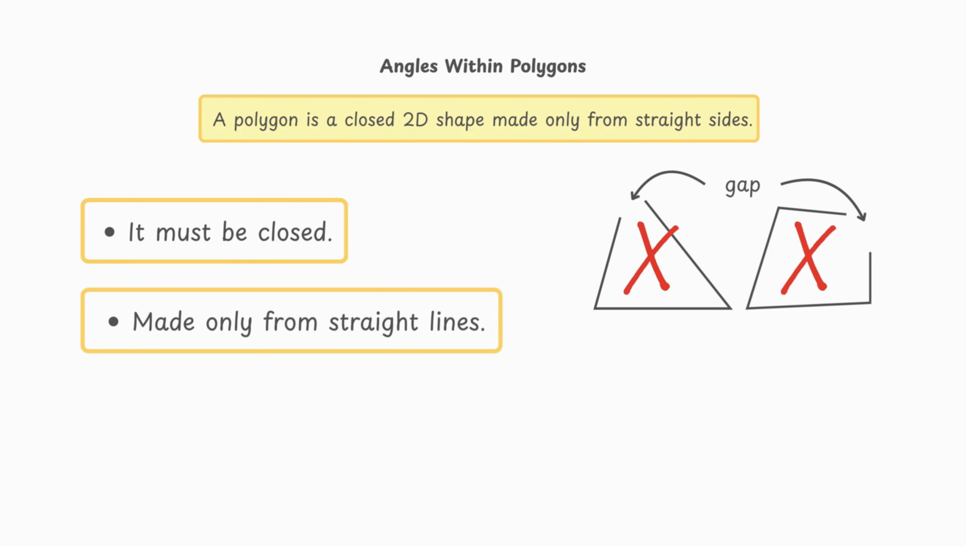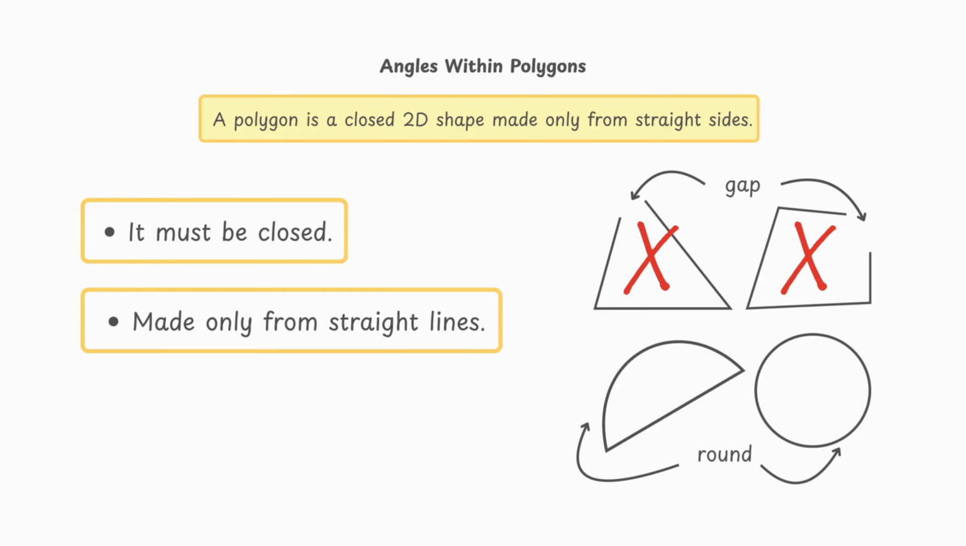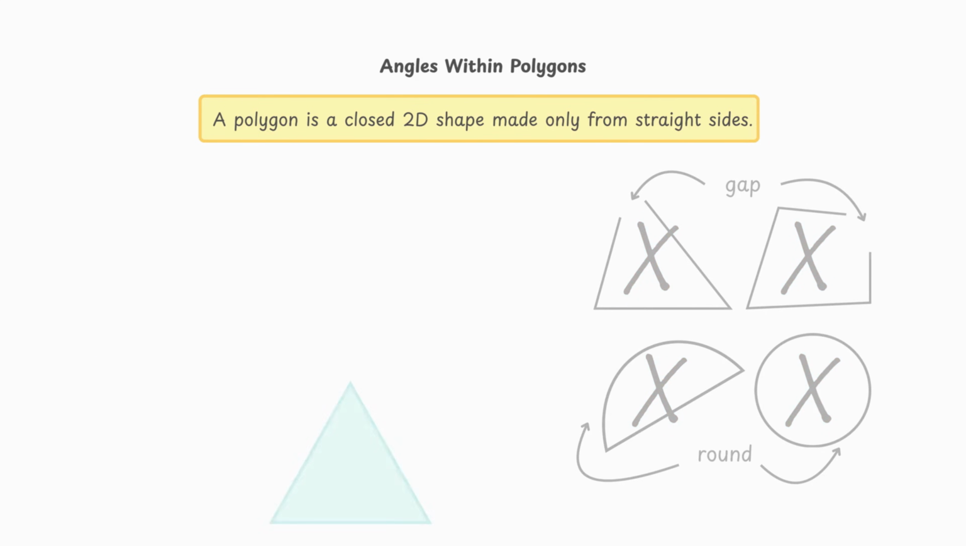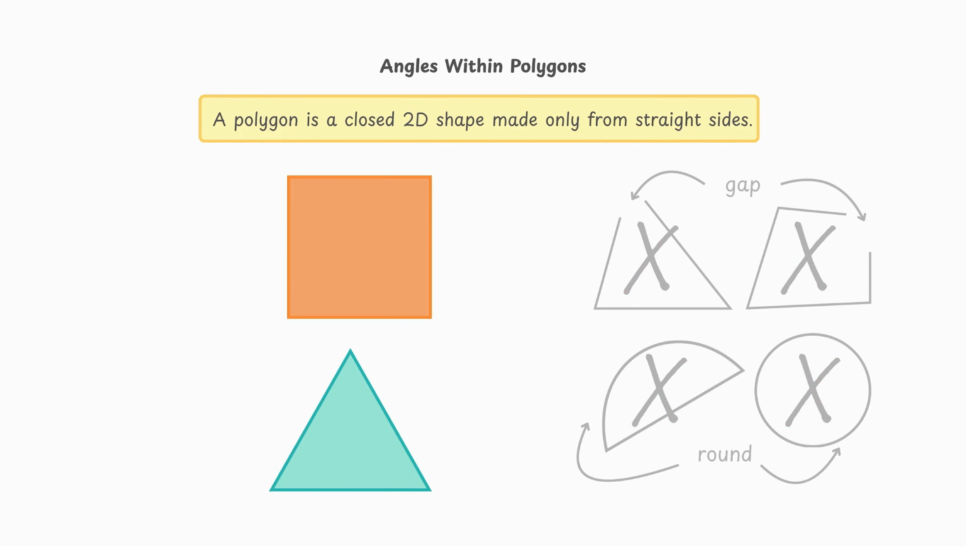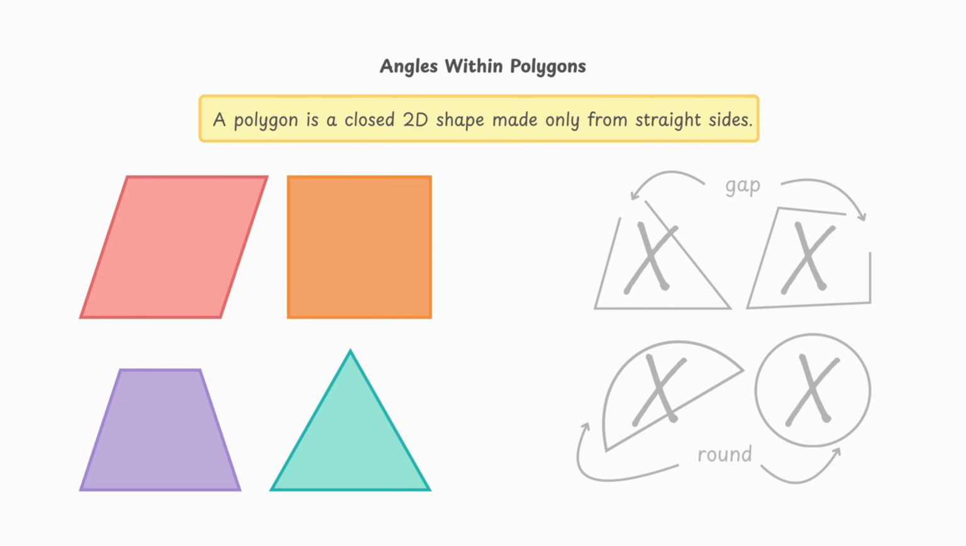Next, a polygon must be made only from straight sides. This is very important. If a shape has curved edges, like a circle or a curved shape, then it is not a polygon. That is why those shapes at the bottom right are also crossed out. They are round, not straight, so they are not polygons. Now let's look at the correct examples. You can see shapes like triangles, rectangles, trapeziums, and other multi-sided shapes. All of these are closed, and all of their sides are straight.